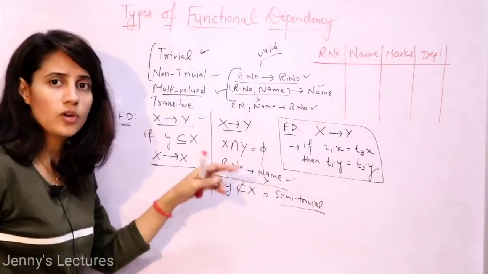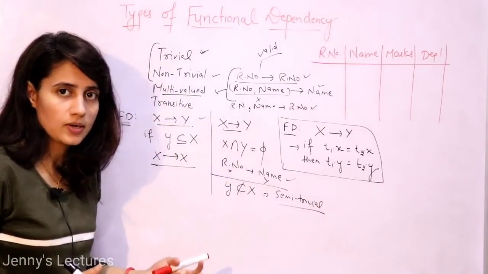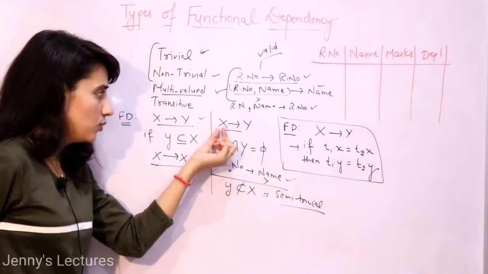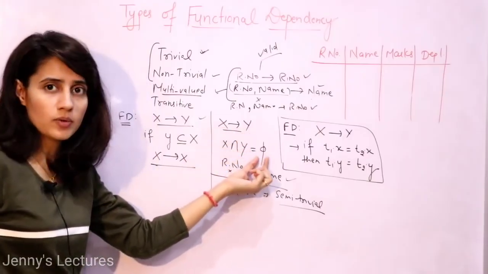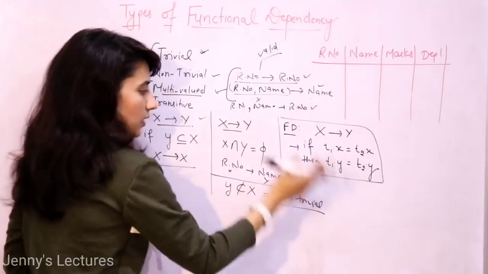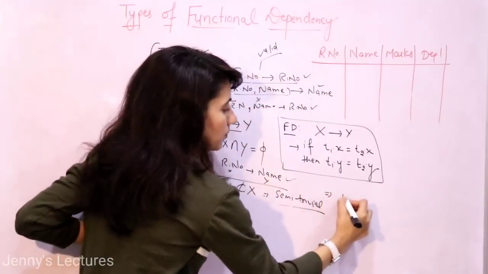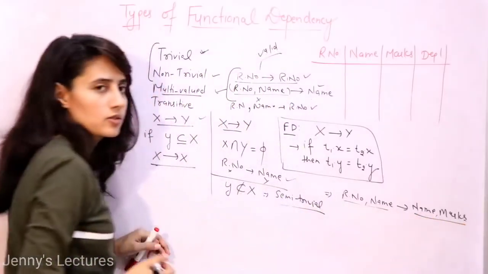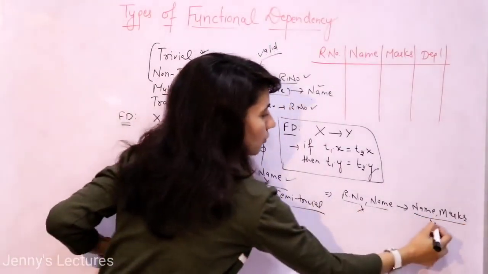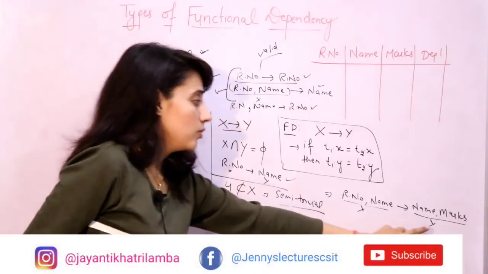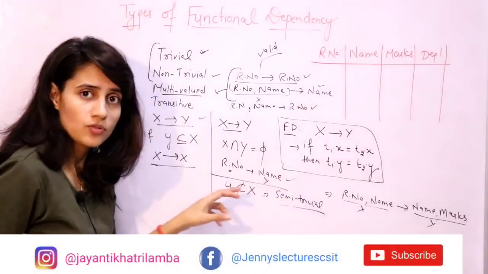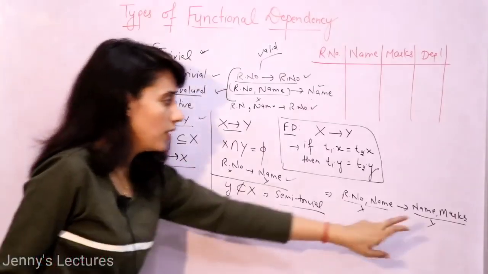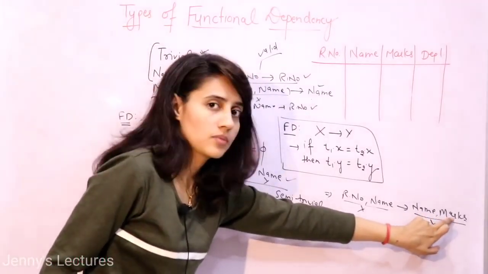And this is a fully trivial functional dependency, right? In this case, between X and Y, we don't have anything common. Now, what about semi-trivial? If I write down roll number and name determines name and marks, so here this is X, this is Y. Now here, is Y a subset of X? No, because in Y I have name and marks, right?